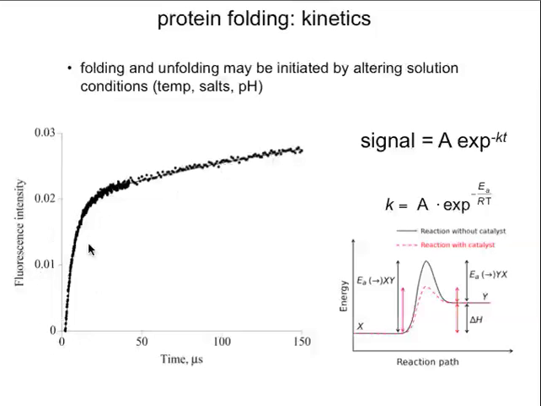Very fast, right? A half-life in this case of maybe 1 microsecond. We'll come back to that idea. So folding and unfolding may be initiated by altering the solution conditions. In this case, this is a refolding experiment. We've denatured the protein and we've jumped back to conditions that allow folding to take place, and we monitor the conformational change by, in this case, fluorescence. You can do this for both folding and unfolding. It depends on how you do things.